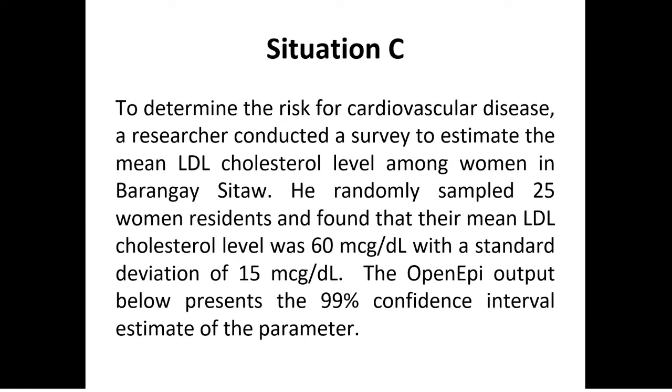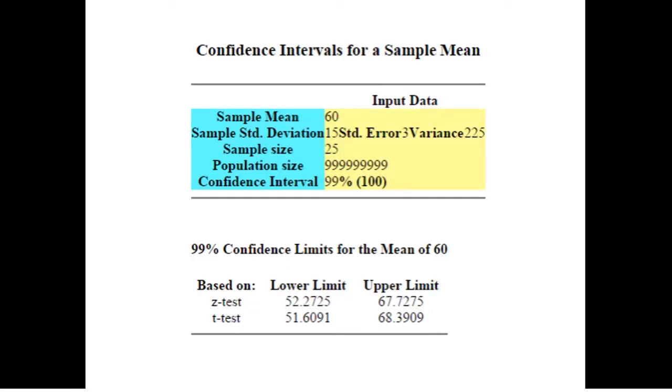We now go with situation C. To determine the risk for cardiovascular disease, a researcher conducted a survey to estimate the mean LDL cholesterol level among women in Barangay Sitaw. He randomly sampled 25 women residents and found their mean LDL cholesterol level was 60 micrograms per deciliter, with a standard deviation of 15 micrograms per deciliter. The OpenEpi output below presents a 99% confidence interval estimate of the parameter. This is your OpenEpi output.